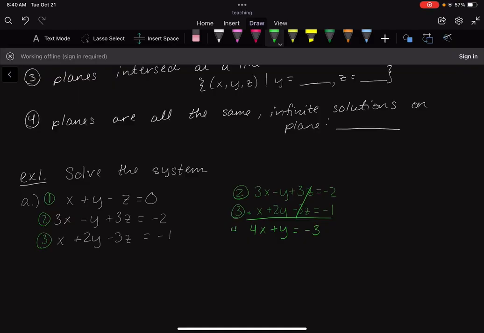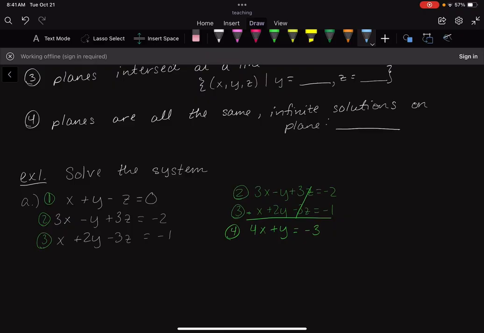What I have now created is an xy equation. So it's like I've gone from planes to now I've canceled out a variable. Now I've broken it down to just a line. But now we need to do this again. So I need to pick another two equations and cancel out z.